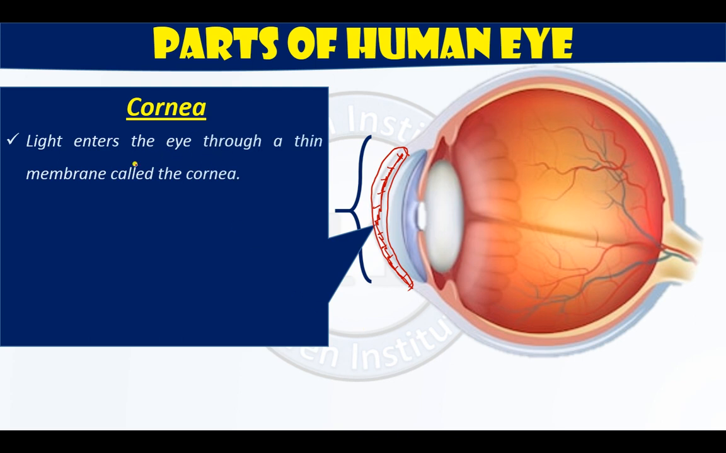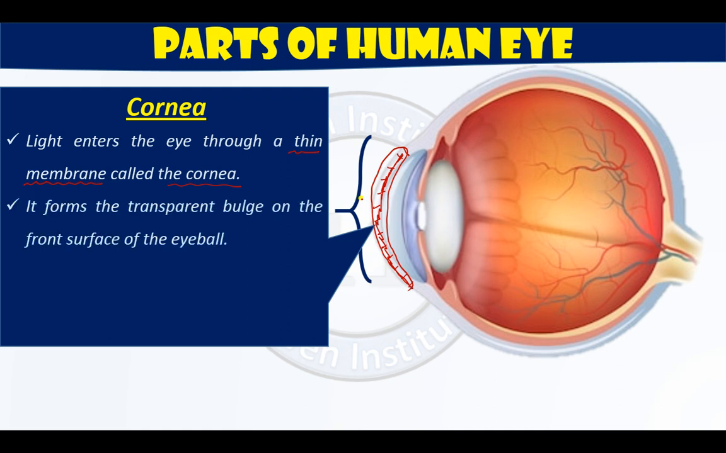Light enters the eye through a thin membrane called cornea. What is cornea? A thin membrane. Now, this cornea is also transparent in nature and it will also perform some amount of refraction. The main function of refraction is given to the lens, but some refraction will also be performed by this cornea. In fact, the majority of the refraction will be performed by the cornea. The lens will only do the fine tuning. It will just give a sharp image. Majority of the refraction will be done by the cornea itself.